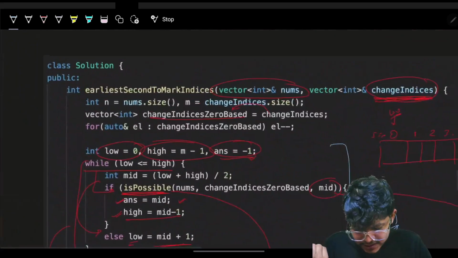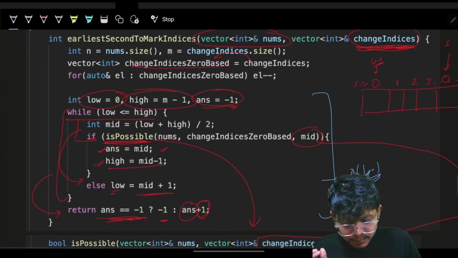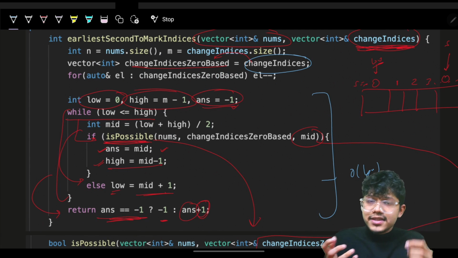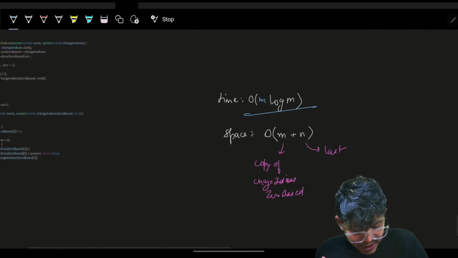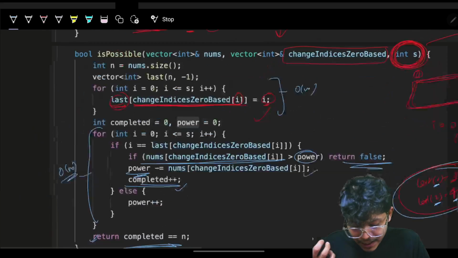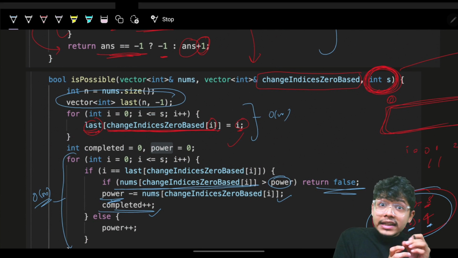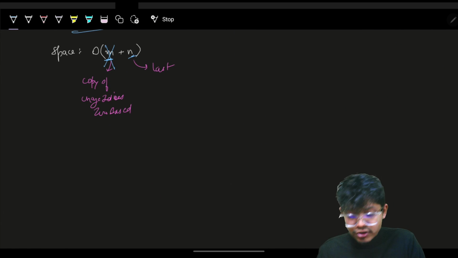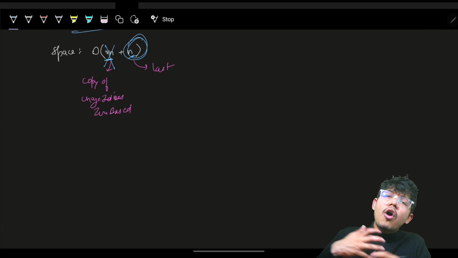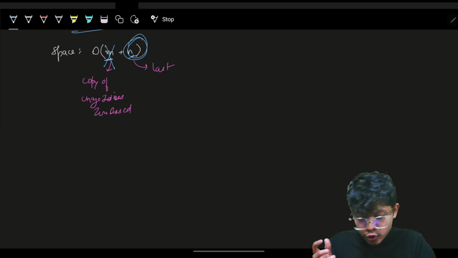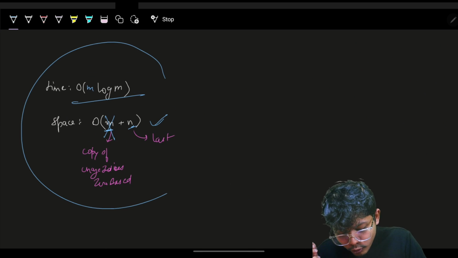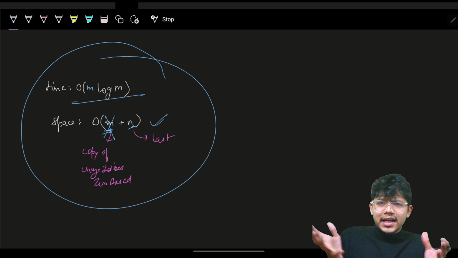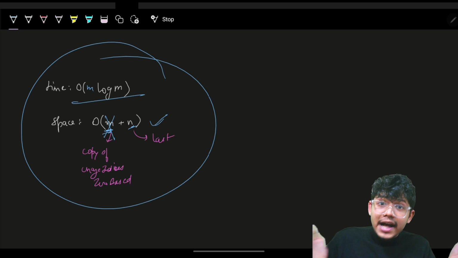And for space, although you can actually reduce the space a bit, remember I cloned my change indices array just to make the indexes 0 based. So that is why I took O of m extra space. I am also keeping track of the last location of the indexes, so O of n space extra also. You can reduce this, but you will have to use an unordered map or a vector to keep track of the last location. So O of n space will for sure come, and this is the most optimal time and space complexity you can achieve. Again, you can reduce the space, but it is not a significant reduction.